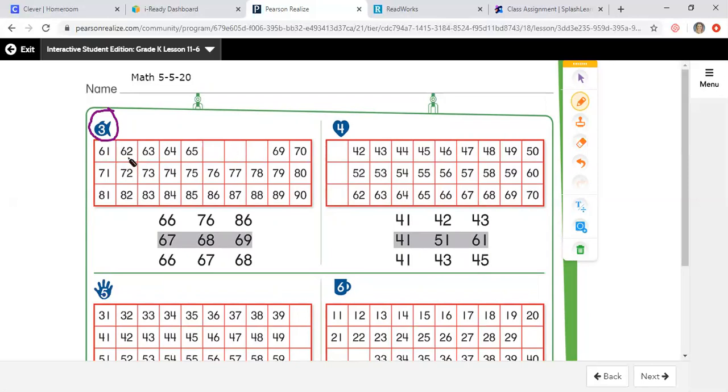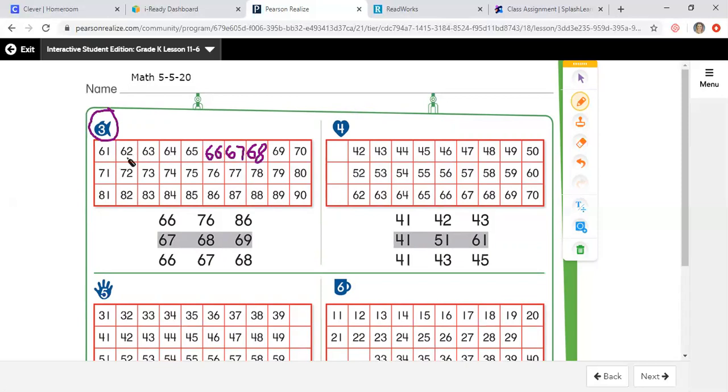61, 62, 63, 64, 65, 66, 67, 68, and we know that 69 comes after 68, so that's a way of checking if we got it right. So just in case, let's make sure we did it right. 61, 62, 63, 64, 65, 66, 67, 68, 69, 70. Yep, that sounds good. And we can always check, okay, all those are in the 60s.